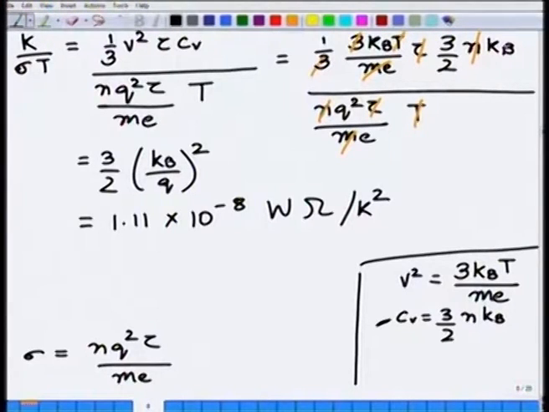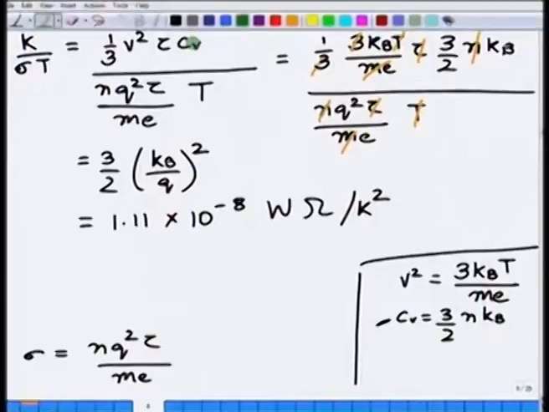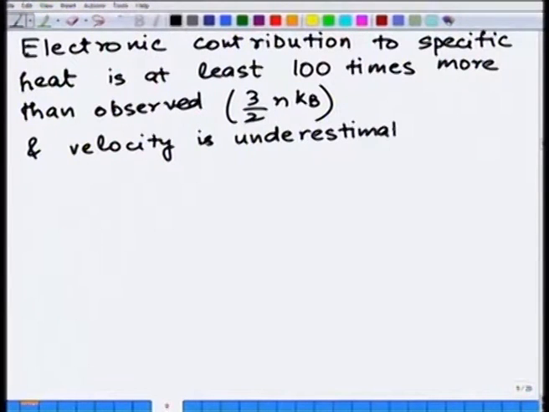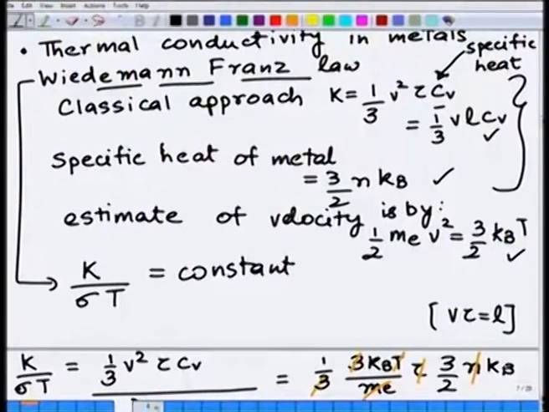So what happened? How did it still work? Now let us go back. If you go back, notice there is also a v squared term in here, and this v squared is what has helped. Remember, in Drude's theory we also underestimate the velocity by 10 times. So this underestimate of velocity by 10 times, with a v squared, and an overestimate of C_V by 100 times, means the two errors cancelled out, and you got something very close to reality in Drude's theory. Okay, so this is in Drude's theory.